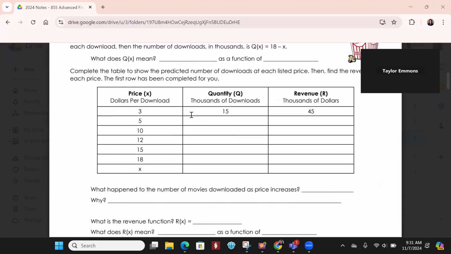All right. Complete the table, show the predicted number of downloads at each listed price, then find the revenue of each price. The first row has been completed for you. So we've got price is $3. We got 15 items. So 3 times 15 is 45. Okay. How do we figure out the next one?